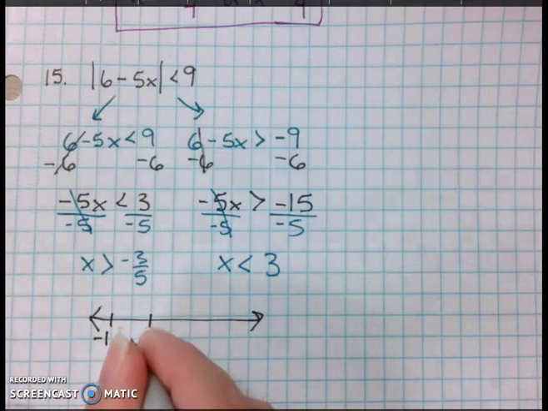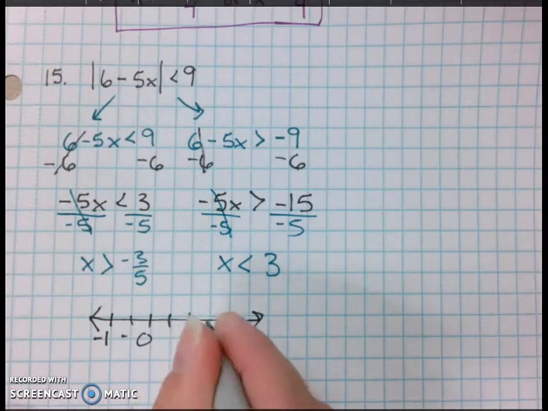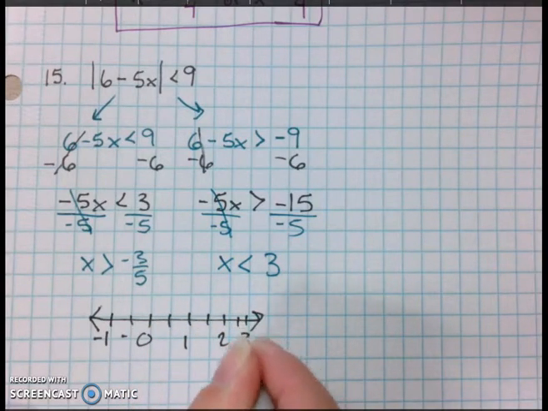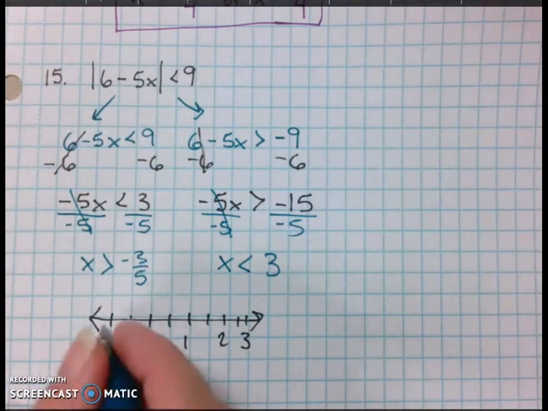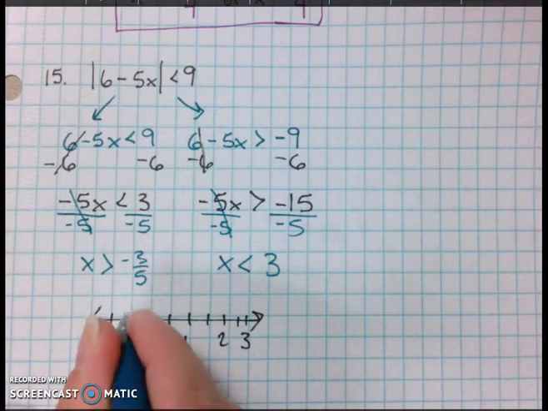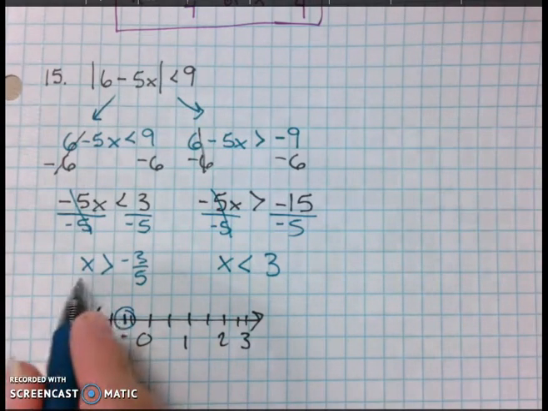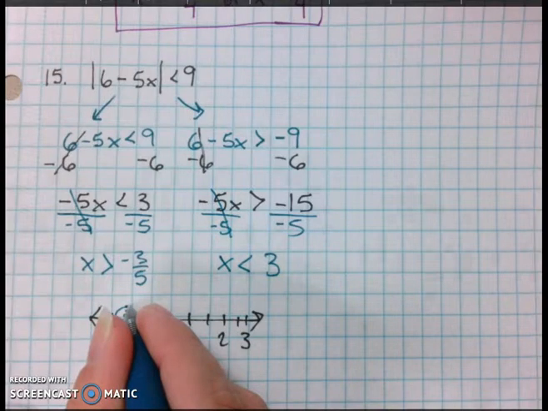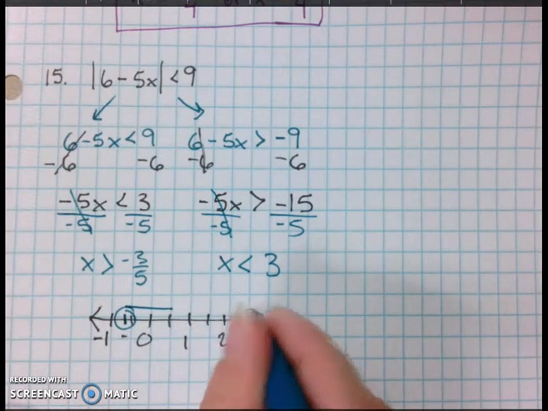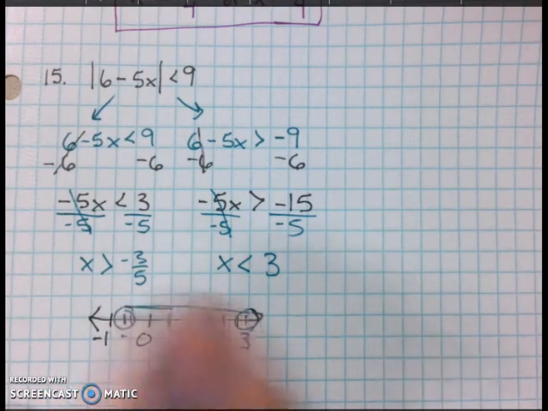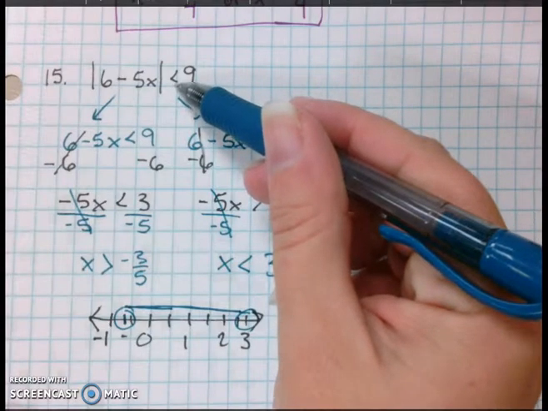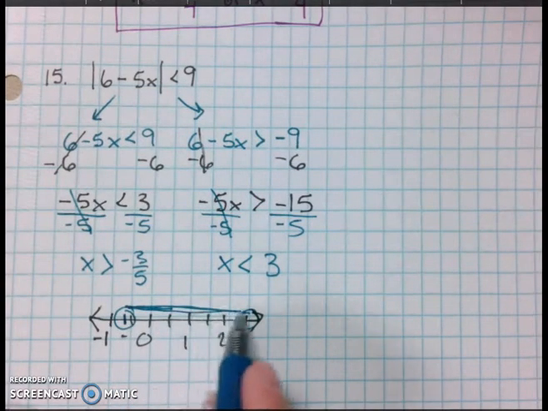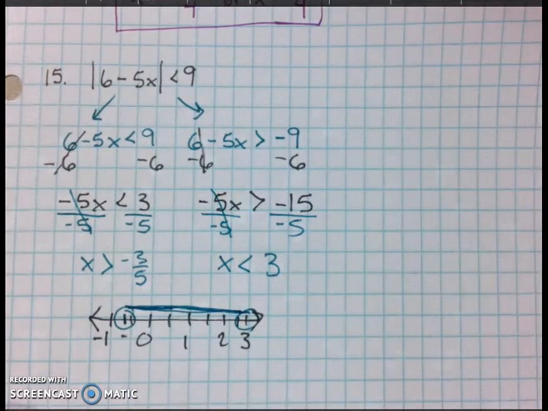Let's do 0, 1, 2, 3. There we go. Okay, so negative 3/5, that's going to be about here. Circle it, keep it open. X is greater than that, so it's going to go this way. X is less than 3, circle the 3. It's going to go this way. There's no lines underneath, so I keep them open. And this one is a less than sign, so notice the less than sign is always going to be an and inequality, so we connect it in the middle.